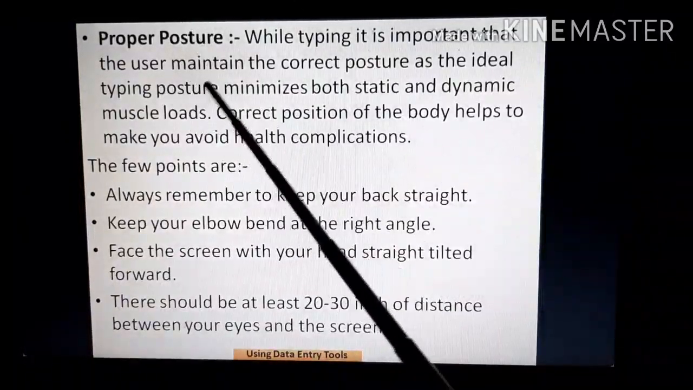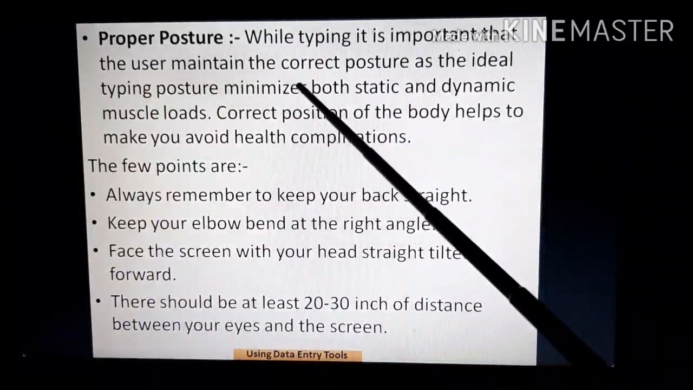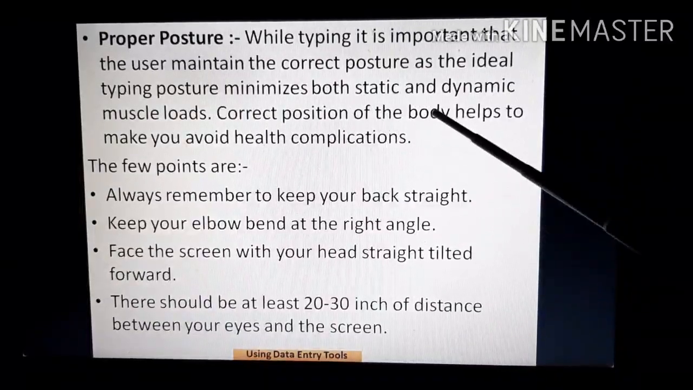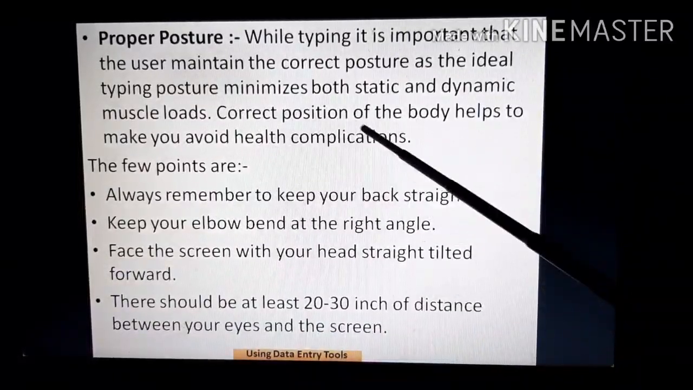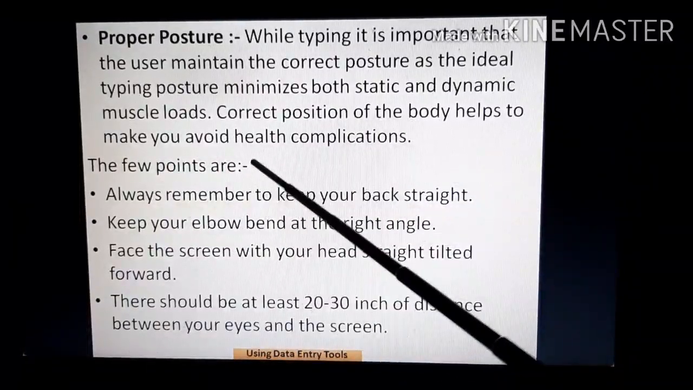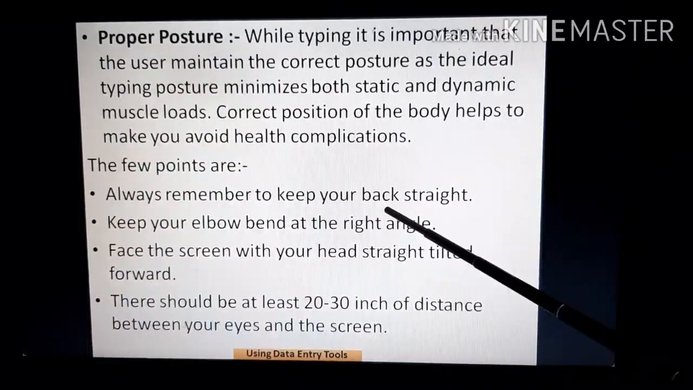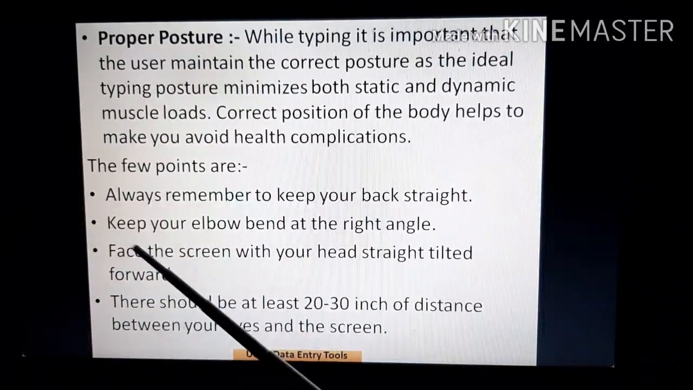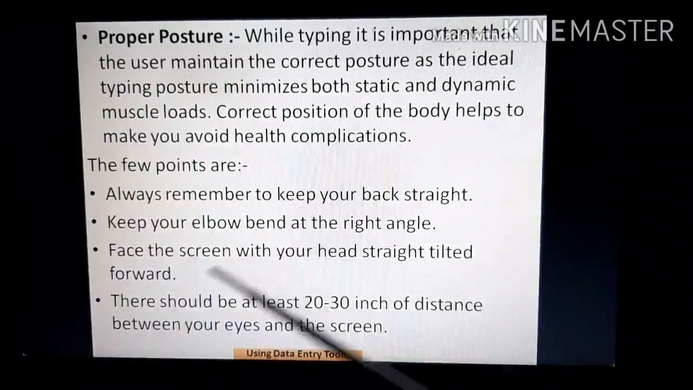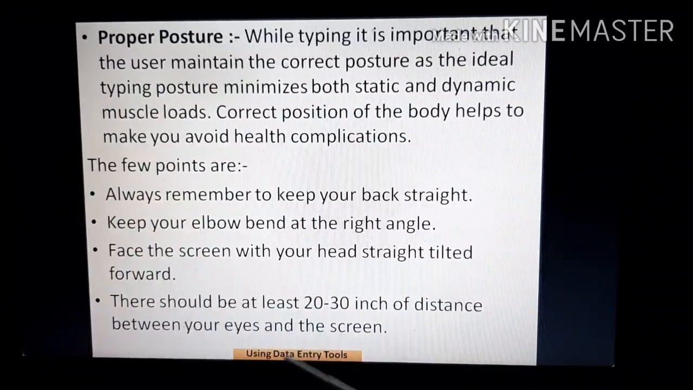So the next point is proper posture. While typing, it is important that the user maintains the correct posture, as the ideal typing posture minimizes both static and dynamic muscle load. Correct position of the body helps you avoid health complications. The few points are: always remember to keep your back straight, keep your elbow bent at the right angle, face the screen with your head straight, not tilted forward. There should be at least 20 to 30 inch distance between your eyes and the screen.